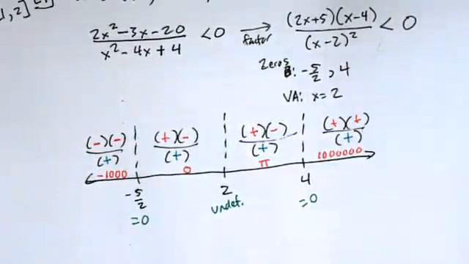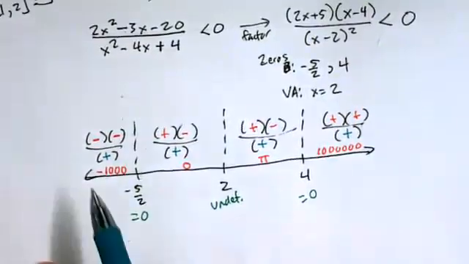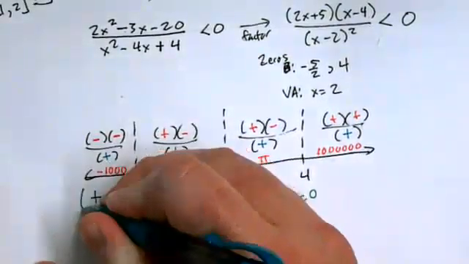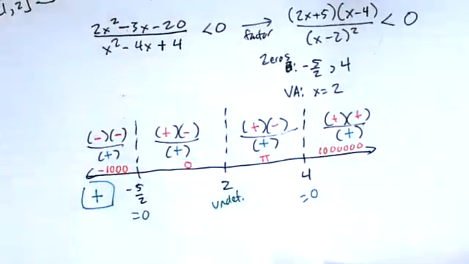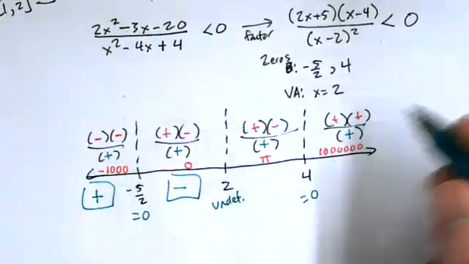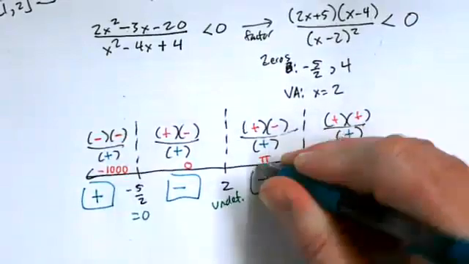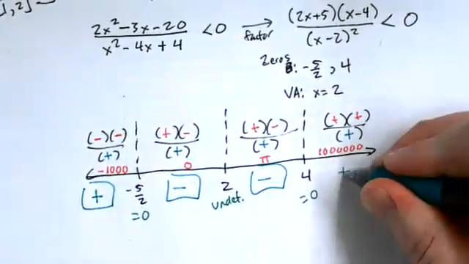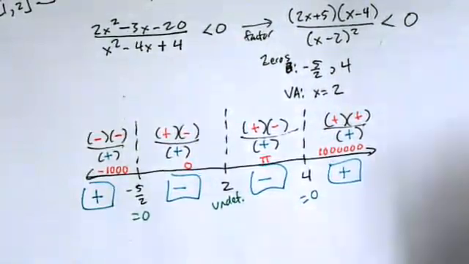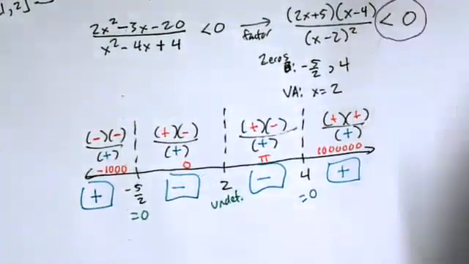All right. So what's that going to give us? Negative times a negative divided by a positive is positive. And positive times a negative divided by a positive is going to be negative. Same thing. And all positives is going to give us positives. And what did we want? We wanted less than 0.